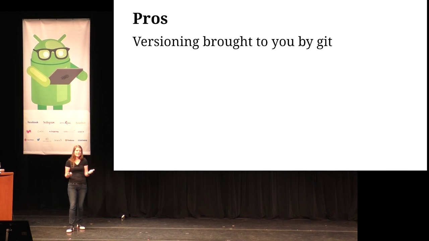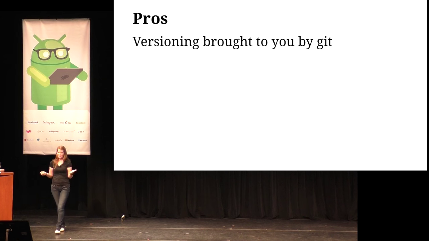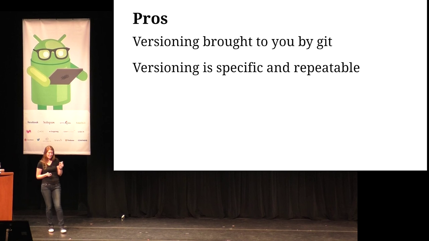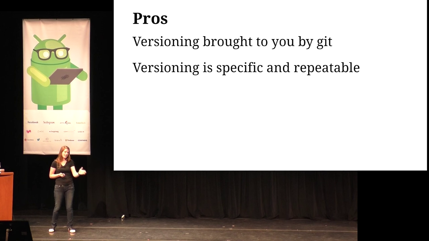All right, so if you want to use Git to manage your own private source code libraries, some pros are that versioning is brought to you by Git. Git is version control, so it actually does versioning pretty well. You don't have to think about what's the name of this library or what's the version update. You just reference a specific commit SHA and you're done with it. Versioning is specific and repeatable. You can be guaranteed that whenever you run this specific commit or this branch from your shell repo, it's always going to point to the same exact location in your library repo as well.